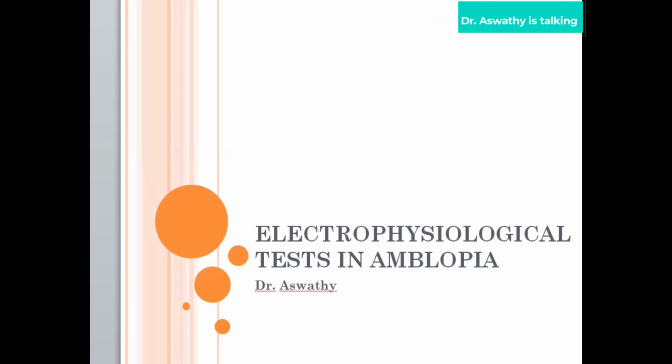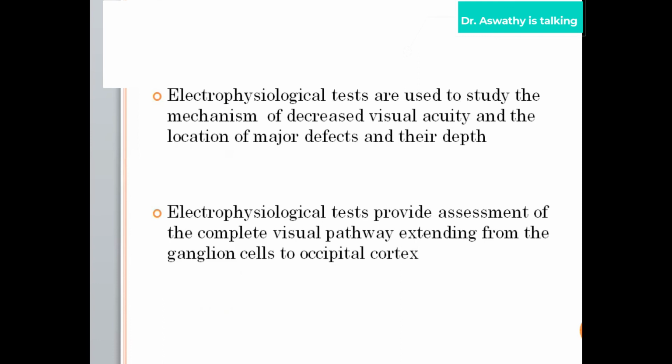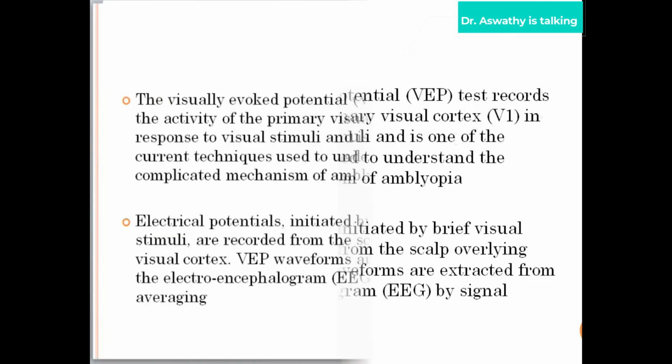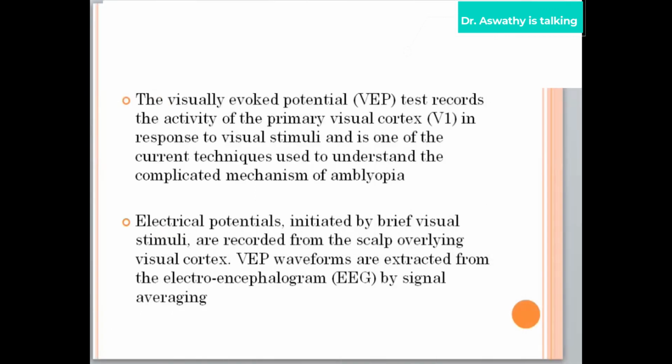Yes, you can. The electrophysiological tests are usually used to study the mechanism of decreased visual acuity and the location of major defects and their depth. These provide an assessment of the complete visual pathway extending from the ganglion cells to the occipital cortex. We use mainly two electrophysiological tests, the VEP and the ERG. The visually evoked potential, or VEP, records the activity of the primary visual cortex in response to visual stimuli and is one of the current techniques used to understand the complicated mechanisms of amblyopia.